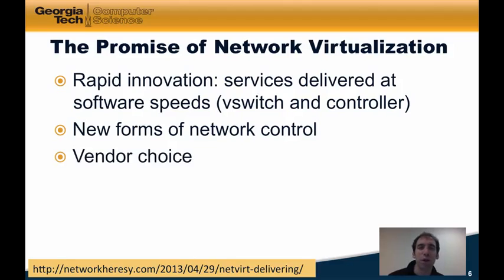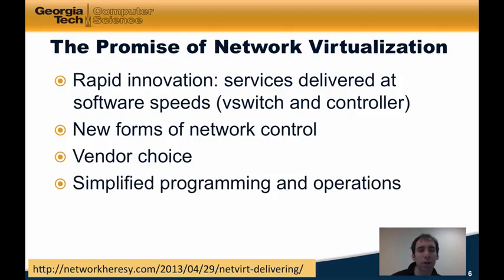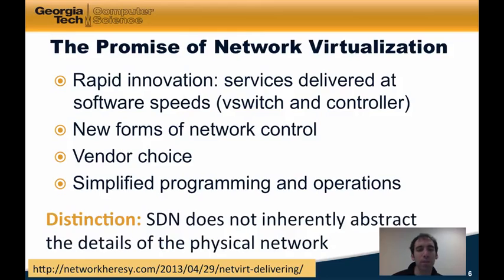A third promise is vendor choice. So because the logical network is decoupled from the underlying physical infrastructure, in some sense it matters less what the underlying physical infrastructure is in terms of vendors and so forth, because all of the magic is happening at higher layers of abstraction. Network virtualization also provides the promise of simplified programming and operations by allowing the network operator to see the network through a logical abstraction rather than having to tinker with the details of the underlying physical network.